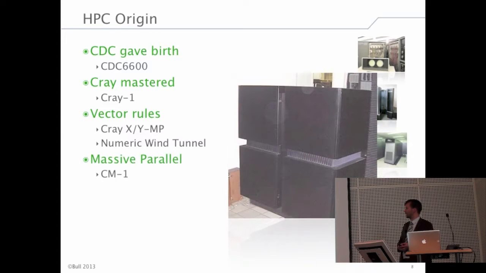And there were even weirder ideas. The CM-1 was a bit-serial computer with over 60,000 processors. So at this stage, it was not clear which technology would lead to the next barrier.